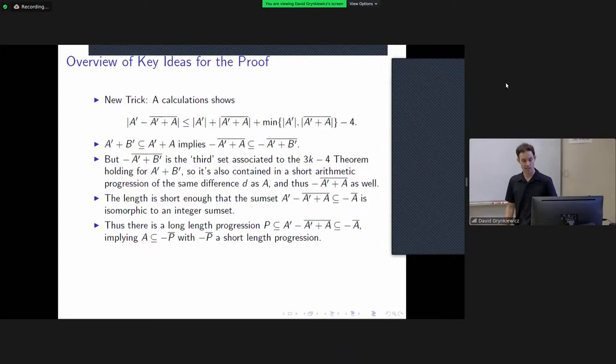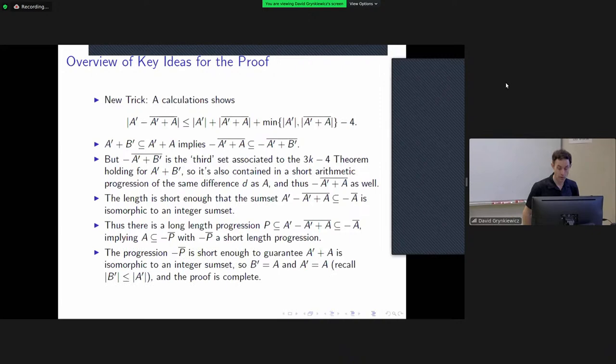We take complements, and we get A contained inside a negative P complement. Now P is a long length arithmetic progression, so the complement of P modulo P is going to be a short length arithmetic progression. We do another calculation. It turns out it's short enough to guarantee that A plus A prime plus A rectifies, that it's isomorphic to an integer sum set.